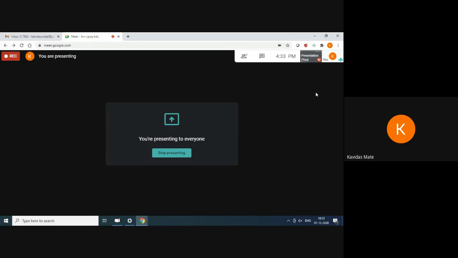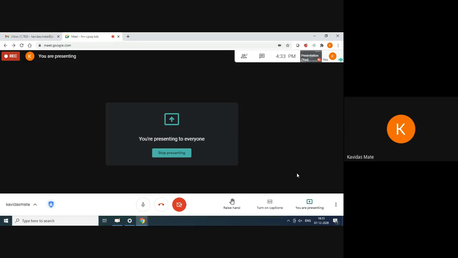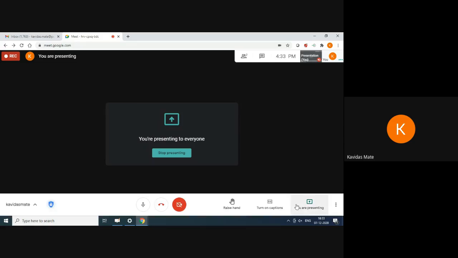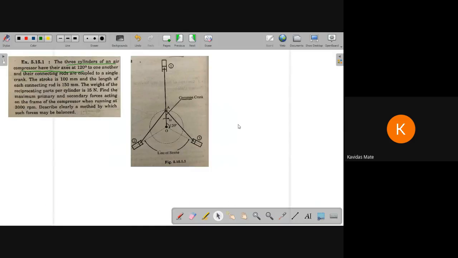So, welcome students. Today we will look into the numericals of radial engines, balancing of the radial engines. In the previous lecture, what we had seen is what we mean by radial engines and the concept of direct and reverse cranks for primary as well as secondary forces for radial engines. Today we'll start looking at the numericals. So, this is a numerical.